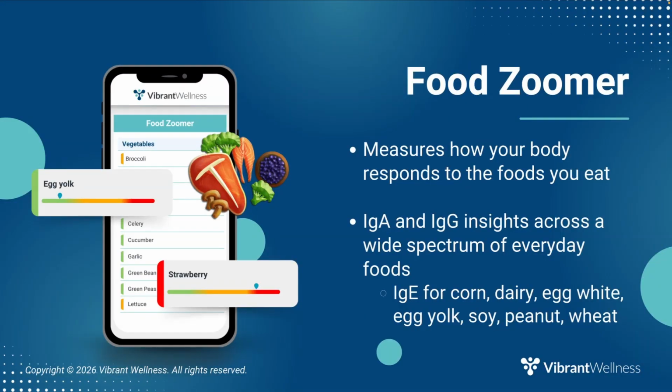Vibrant's Food Zoomer gives you a clear, clinically meaningful view of how your body responds to the foods you eat. By integrating precise IgA and IgE insights across a wide spectrum of everyday foods, it helps identify patterns that influence digestion, energy, skin health, and long-term inflammation. With organized domains and actionable clarity, Food Zoomer supports more confident nutrition planning and a direct path towards feeling better.